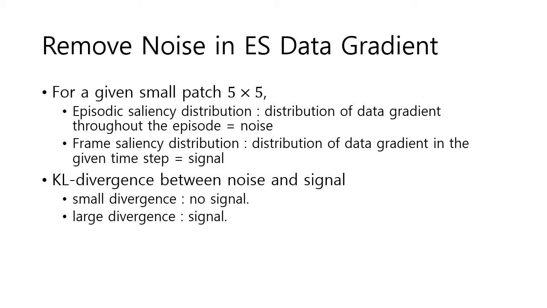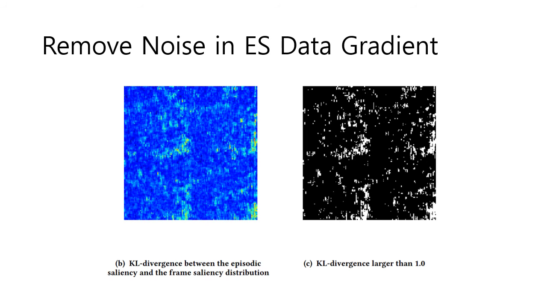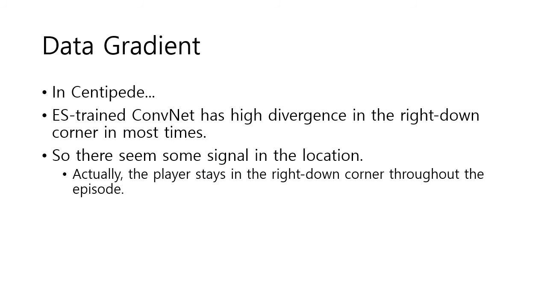If there is small divergence, there seems to be no signal, but if there is large divergence, there seems to be some signal in the location. So we plotted the KL divergence for each patch in the observations. In the Centipede environment, as you can see, there is a large divergence in the right down corner. So there may be some signal in the data gradient in that location. Actually, the ES trained agent stays in that location throughout the episode. So the results seem sensible.